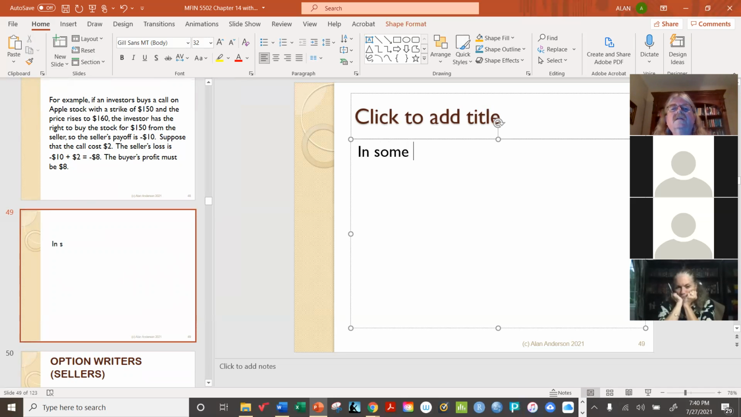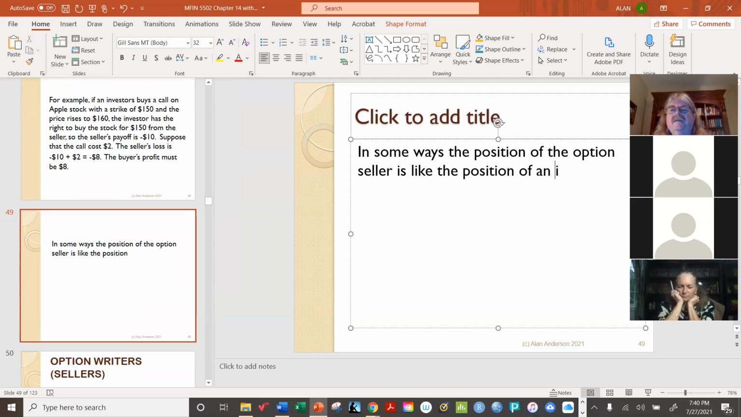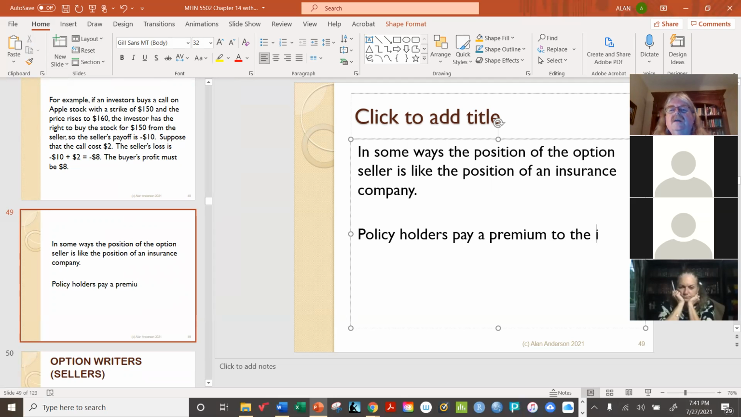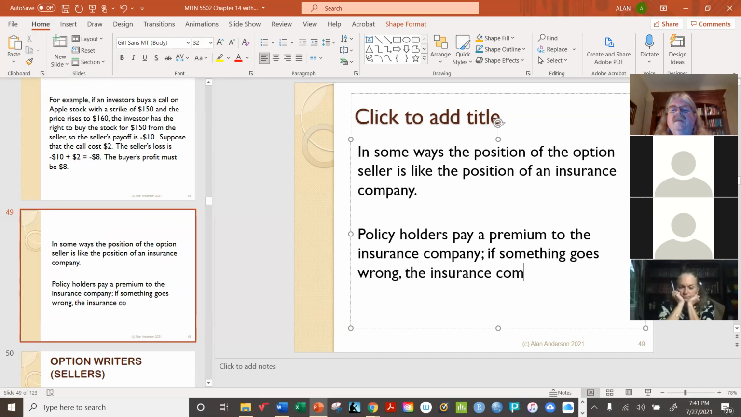In some ways, the position of the option seller is like the position of an insurance company. Policyholders pay a premium to the insurance company. If something goes wrong, the insurance company must provide a payoff to the policyholder.